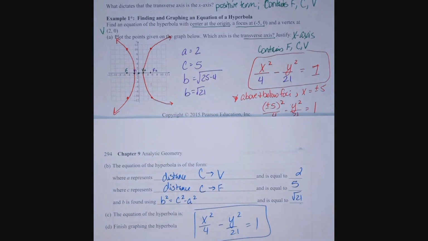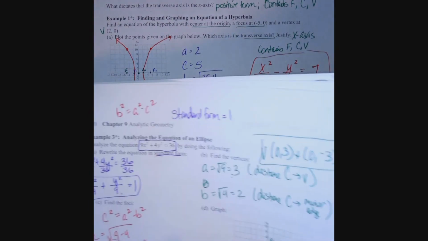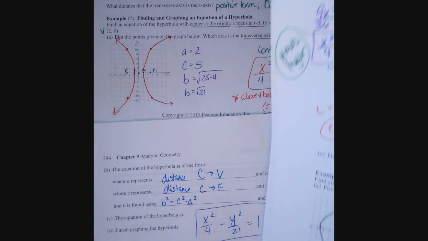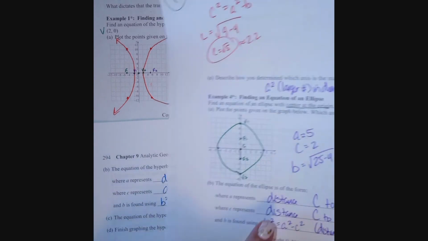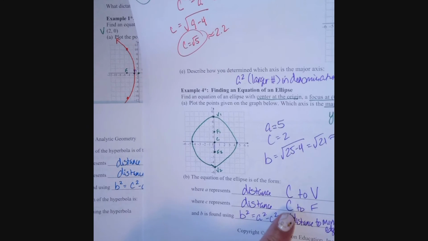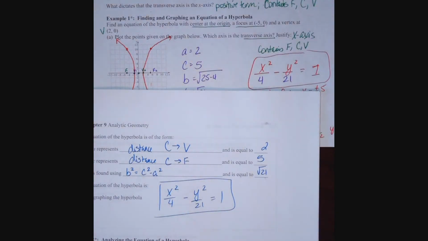Okay, so I was going to pull out really quickly our notes from our ellipse section, and you're going to notice that this is consistent, right? So when we were going over our ellipses, these 3 questions, A, C, and B, look the exact same. A was the distance from center to the vertex, still is. C is the distance from center to the focus, still is. And we still find B using the same equation. Okay.